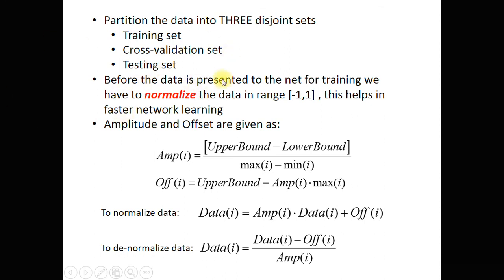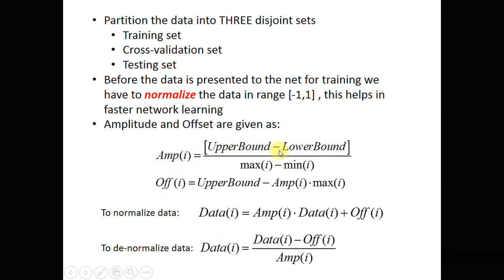Before the data is presented to the net for training, we have to normalize the data in the range, let us say, -1 to 1, both included. This has to be done because it helps in faster network learning. How to normalize? There is a formula for normalization. Amplitude and offset are given, so we have to find the amplitude and the offset.